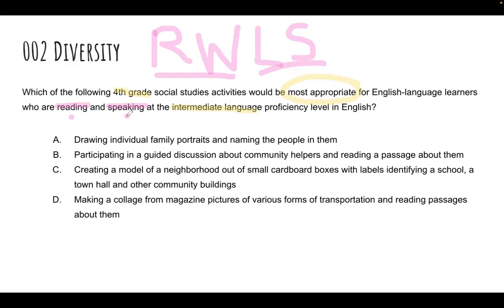Now let's take a look at which one of these. So we need something for fourth graders at the intermediate level that is going to be most appropriate for reading and speaking. Drawing individual family portraits and naming the people in them.